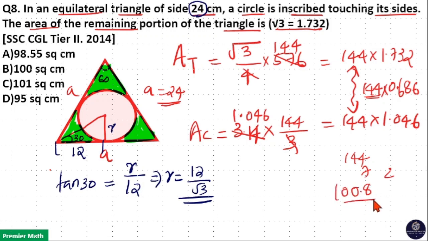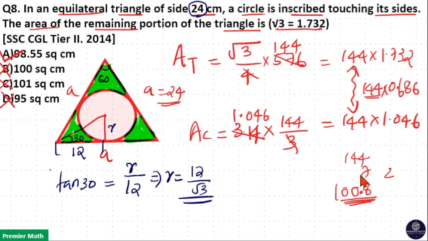This is 100.8. But here you can see 68.6% of 144 is your answer. Here 70% of 144 is 100.8, which means 68.6 is less than 100 and nearly 100. Here 100 is not the option, 101 is not the option, 95 is far away from 100. So 98.55, option A is your answer because this is nearly 68.6% of 144.